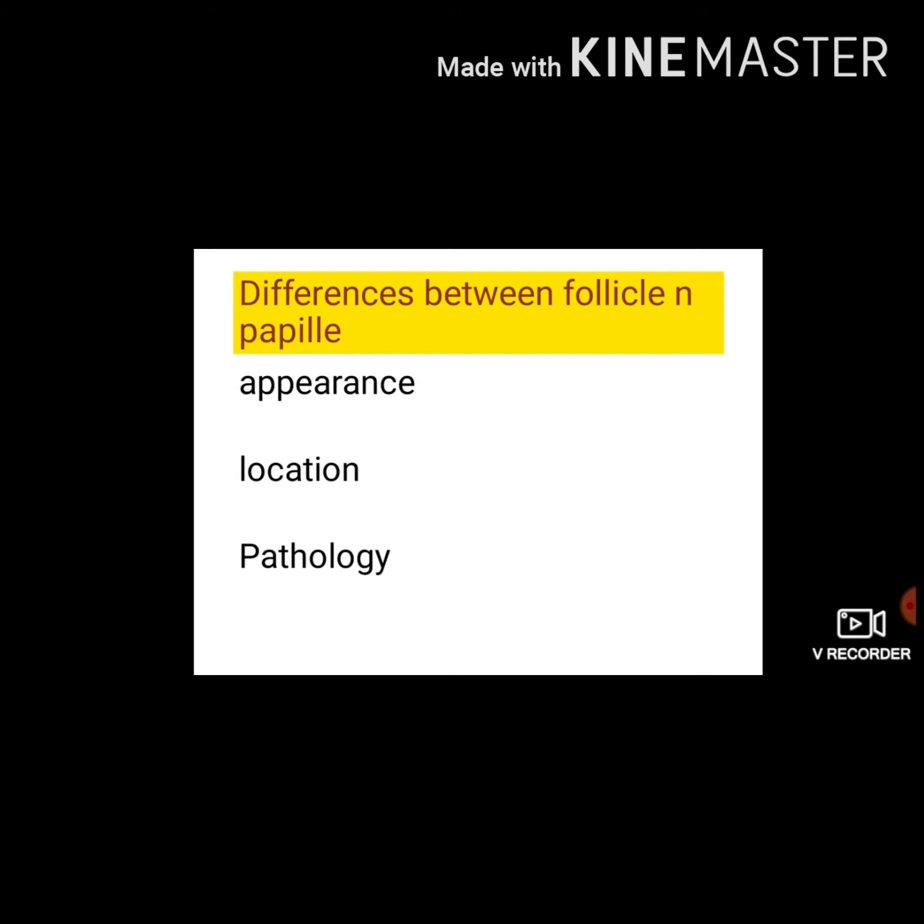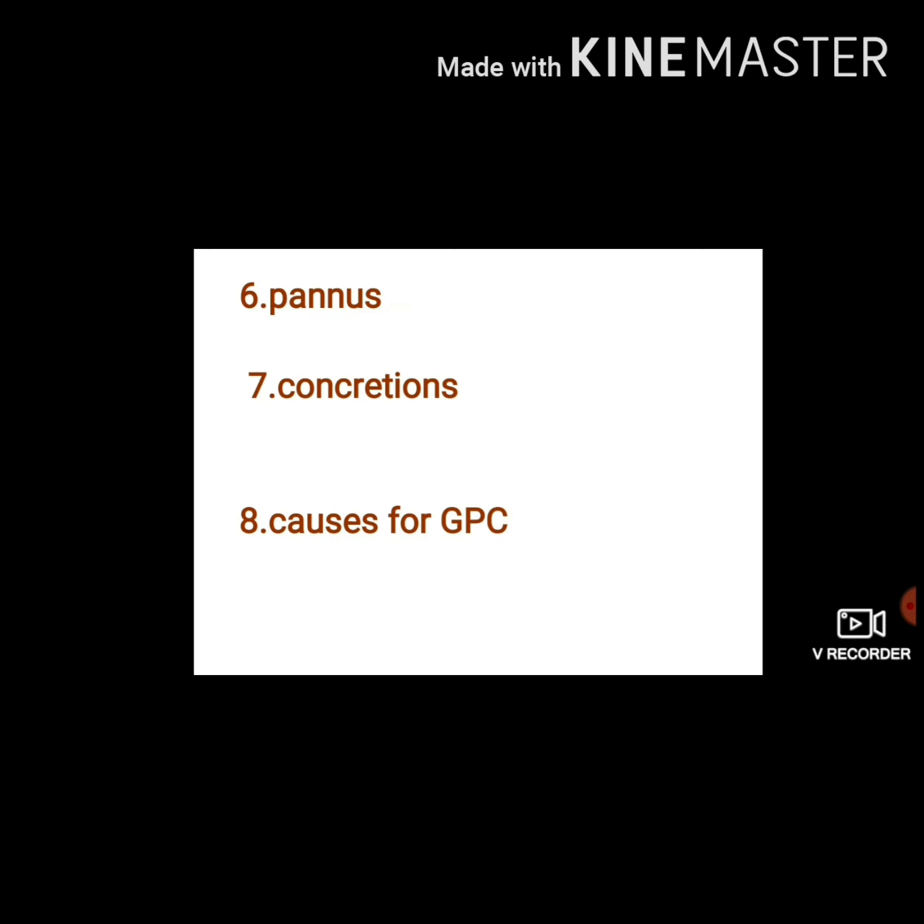Coming to causes of giant papillary conjunctivitis. The causes are soft contact lens usage, artificial eye, sutures, especially nylon sutures, and scleral buckle. These can cause giant papillary conjunctivitis.